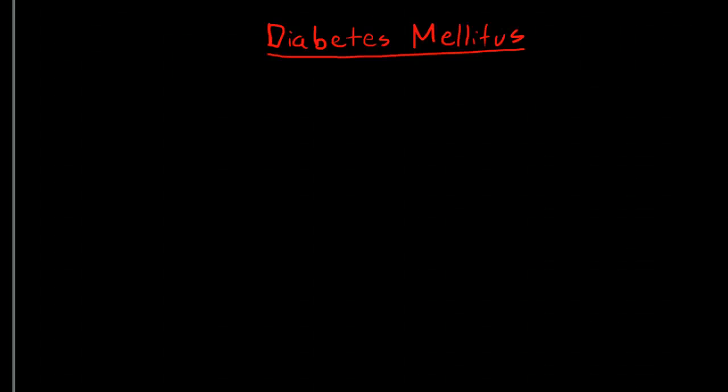Okay, pathophysiology of diabetes mellitus. So diabetes mellitus, there are basically two different types, and we've called them different things over the years. The current preference is to call them simply type 1, with the number 1, and type 2 diabetes.